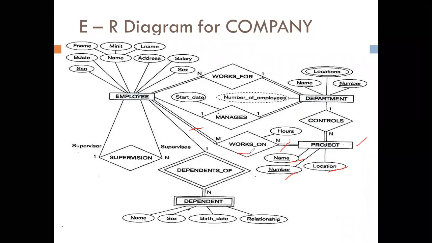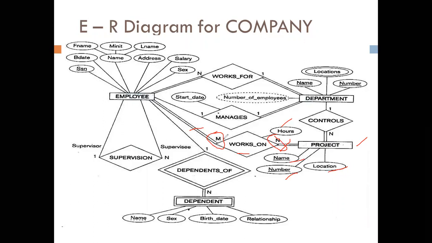And for the works on relationship, there is the hours. That is, we had a project number, ESSN and hours. So hours is the attribute of the relationship. That's why it is mentioned over here. Now, cardinality. One employee can work in n number of projects, and one project can have any number of employees. So we'll use one more variable, that is m. Here we need to use different variables. If we have used n over here, some other alphabet will be used to indicate it.